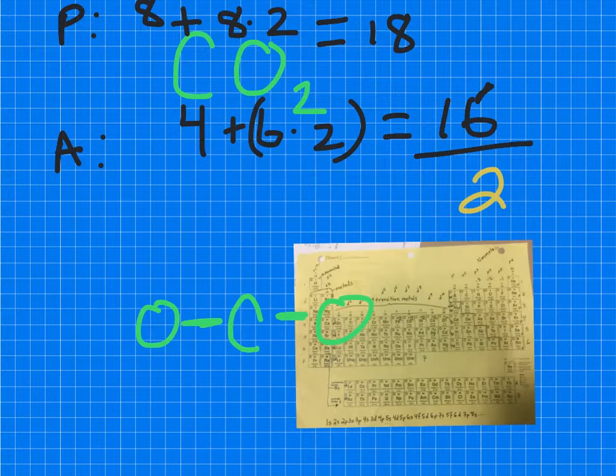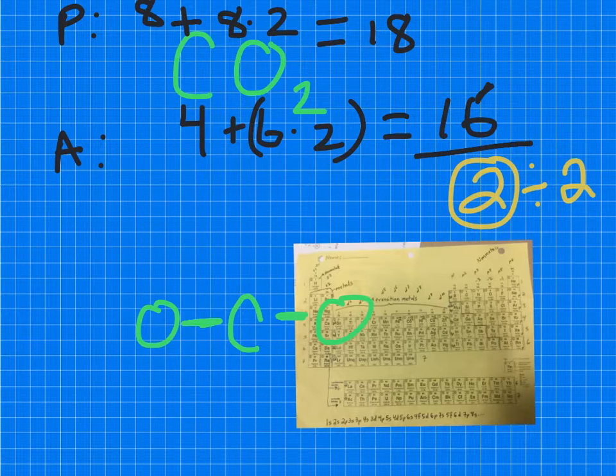And then you divide by 2. You always divide by 2. That's how many electrons in essence you have, and when you divide it by 2, it tells you how many bonds.